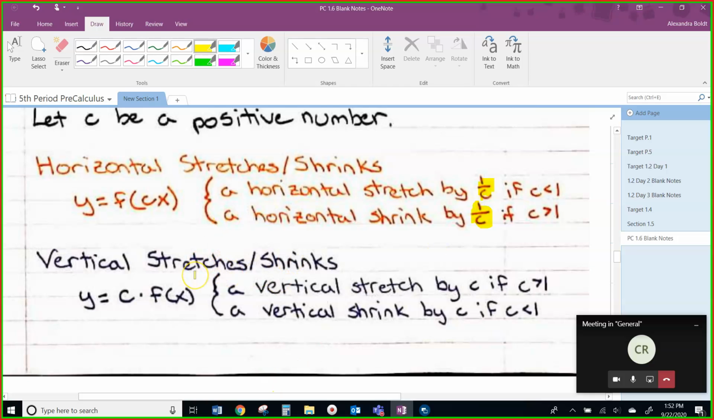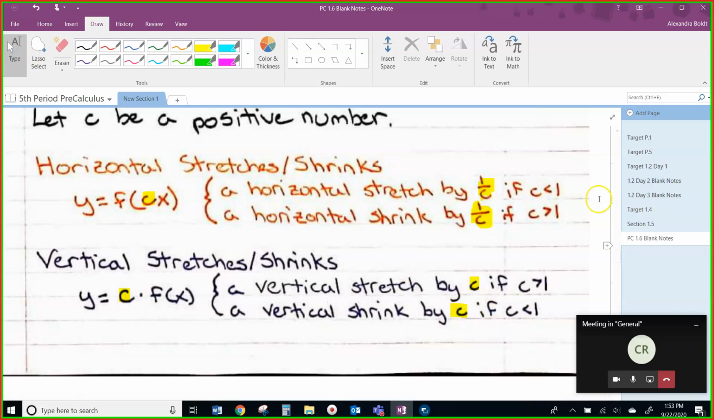Where for a vertical stretch or shrink, that is not the case, right? We have y equals c times f of x. That c is on the outside. And it's just c: it's a stretch when c is greater than 1. Just c. Okay, so they kind of are opposite of each other again.